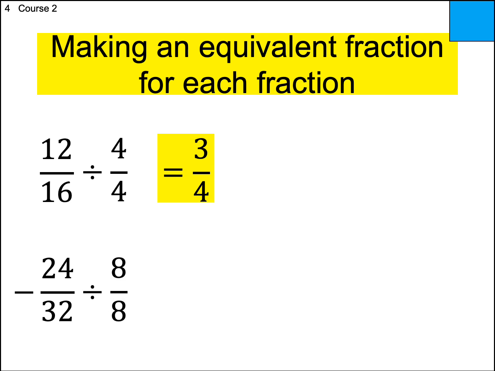Let's divide top and bottom by 8. 24 divided by 8 is 3. 32 divided by 8 is 4. And a negative divided by a positive is a negative. We get negative 3/4. Cool?